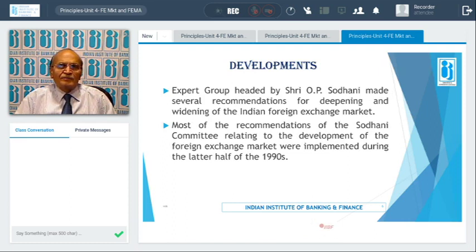The further developments of the Forex market, let us have a look at it. The RBI had set up several committees. One of them was an expert group headed by O.P. Sodhani, and this group made several recommendations for deepening and widening the Indian foreign exchange market. The recommendations of this committee were implemented during the latter half of the 1990s.